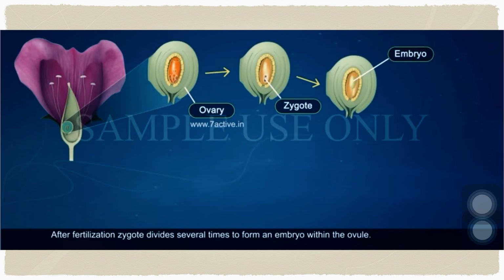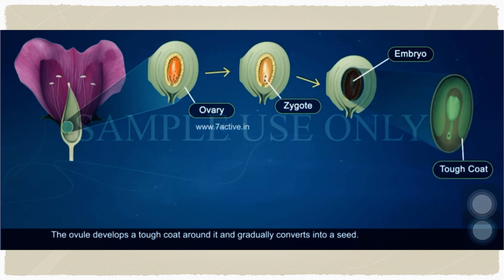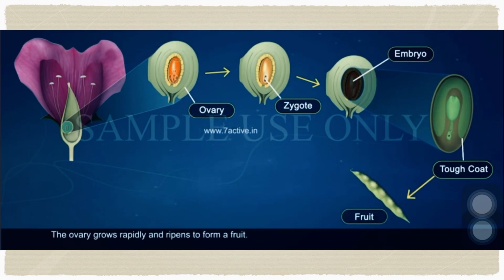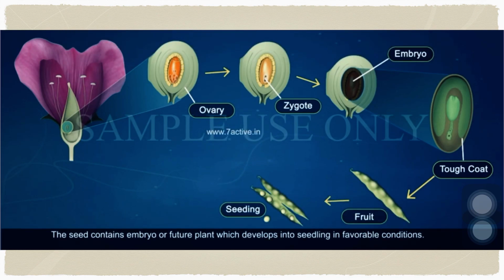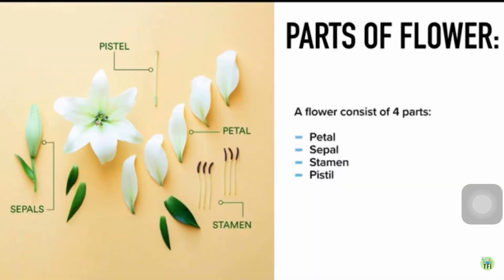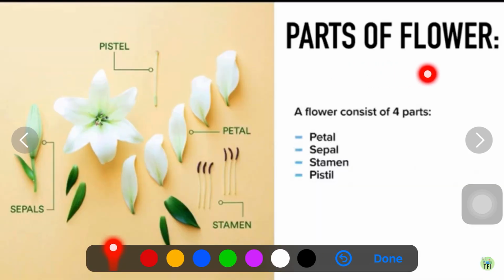After fertilization, the zygote divides several times to form an embryo within the ovule. The ovule develops a tough coat around it and gradually converts into a seed. The ovary grows rapidly and ripens to form a fruit. The seed contains the embryo of the future plant, which develops into a seedling in favorable conditions. This process is called germination. You have seen now how reproduction takes place in a flowering plant. Now we will see parts of a flower.